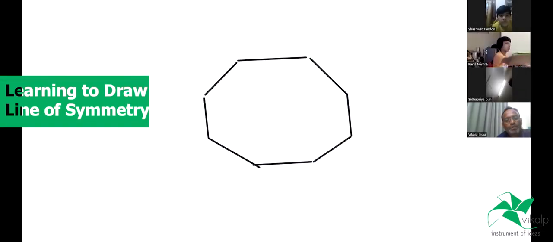Board, what is that shape? How many sides are there? 8 sides. So what we can call this shape as? Octagon. And like you have done, we can divide it from the center. So you can divide like this. This is two equal parts.